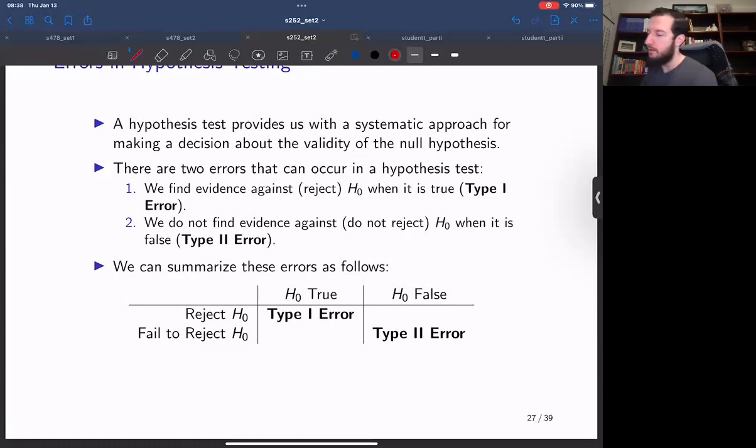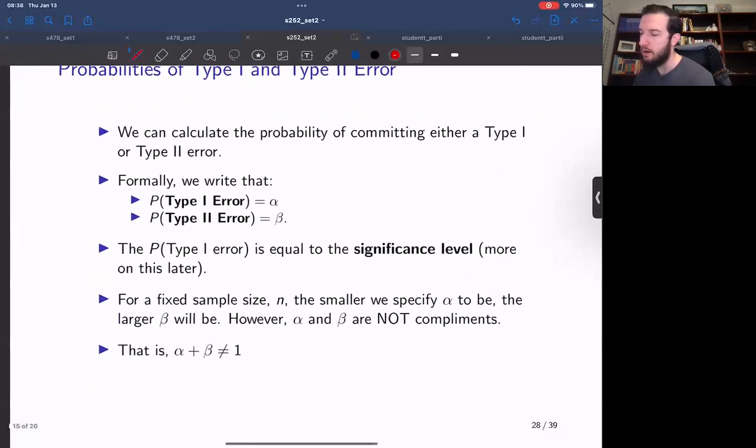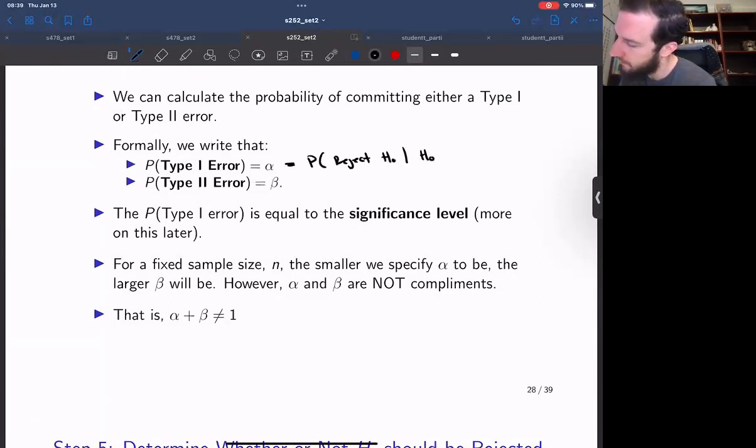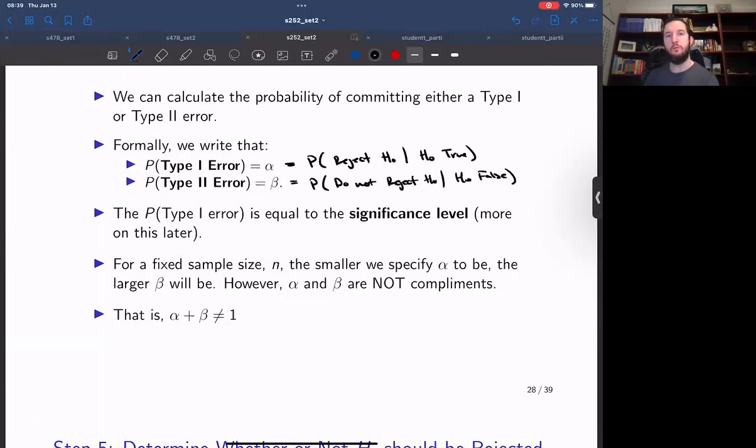Okay. So the type one error and the type two error are actually not complements. So we can say that the probability of committing a type one error is equal to alpha. So this is the probability that you reject H0 given H0 is true. And this is the probability that you do not reject H0 given H0 is false. Okay, so we designate the probability of a type one error as alpha, and we designate the probability of a type two error as beta. Now, you can see here that alpha and beta are not complementary. So alpha plus beta does not equal one.